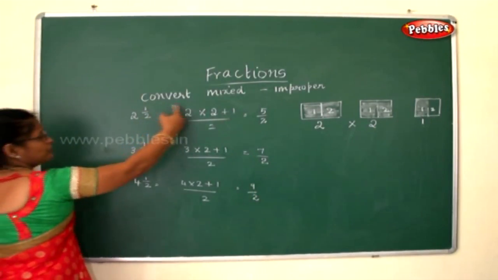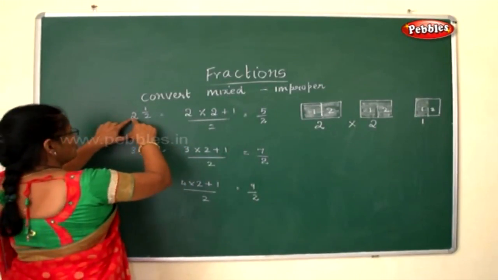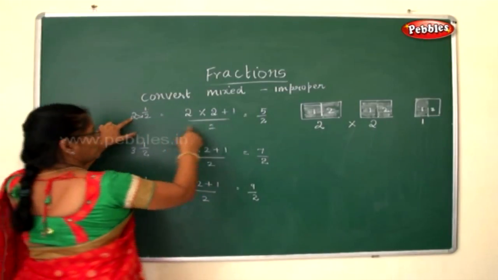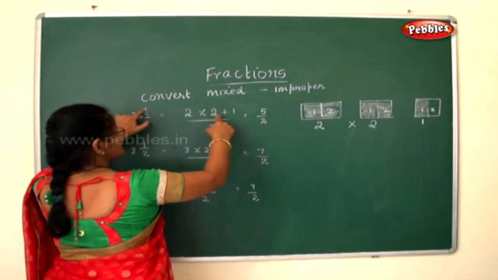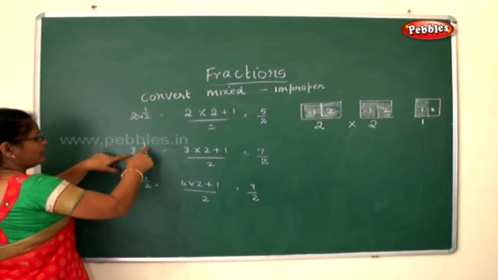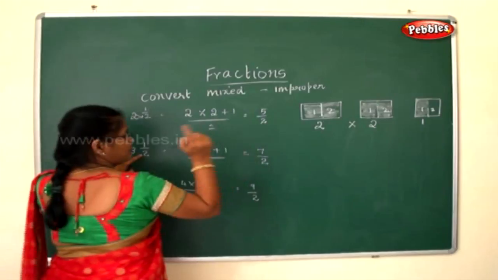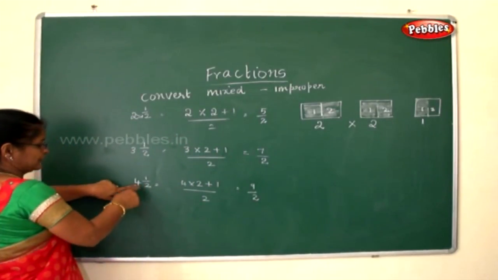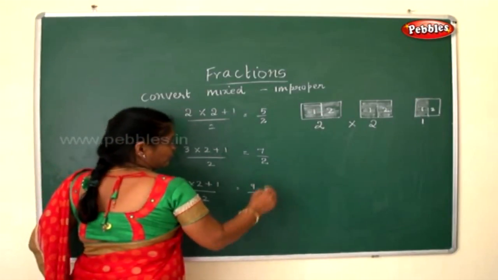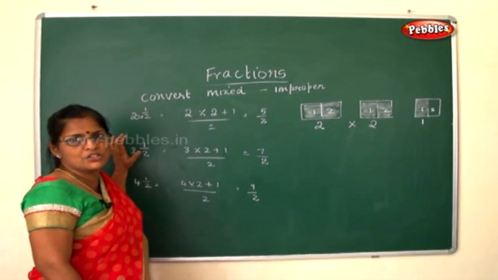Now how will you convert mixed fraction into improper fraction? What you have to do is 2 into 2 plus 1 by 2, which is 5 by 2. For the same, 3 and a half is 3 into 2 plus 1 by 2, which is 7 by 2. For 4 and a half, it is 4 into 2 plus 1 by 2, which is 9 by 2. This is how you will convert the mixed fraction into improper fraction.